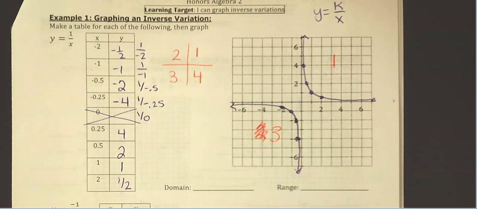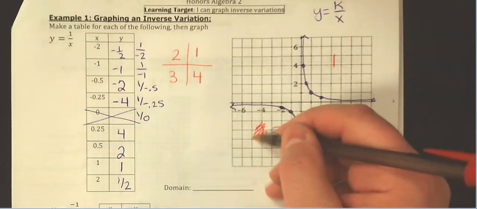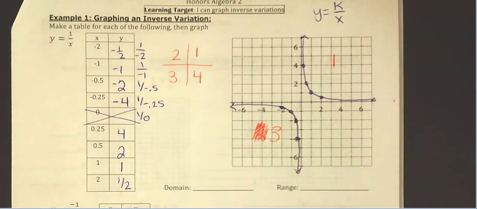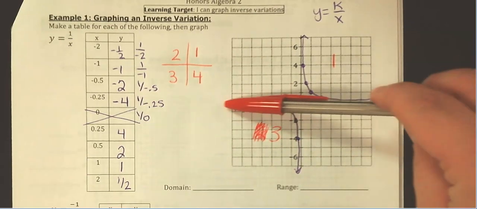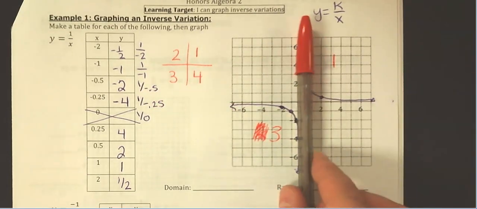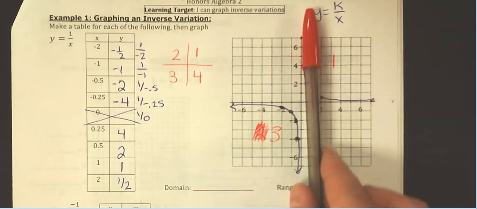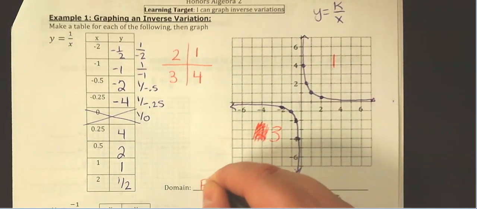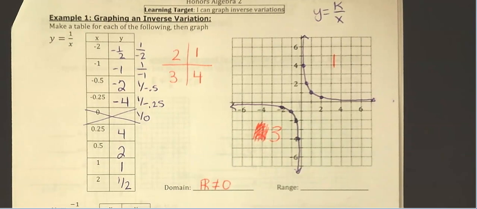Now, what would you guys tell me for the domain here? So if I'm going left and right, what would you write down for the domain? Is it all real numbers? You don't touch zero. Now, I'm going to show you a little cheat because I'm not going to write that out. One of the branches will point left forever, one will point right forever, but you don't touch right in the middle here where this asymptote is. So it's all real numbers, but not zero.